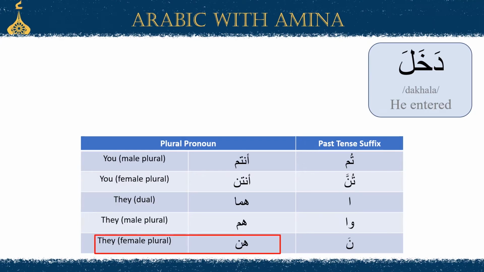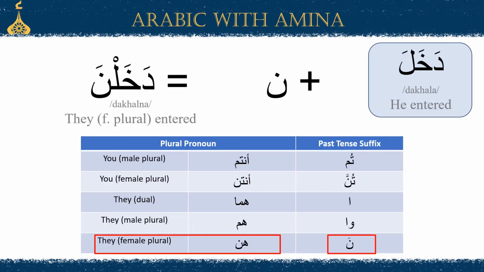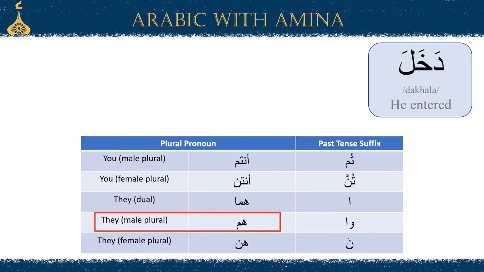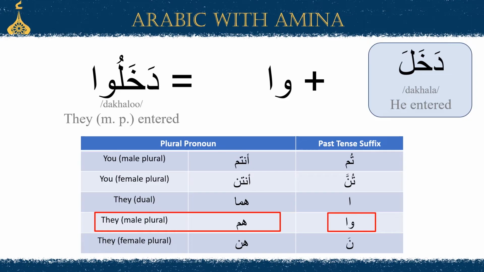If we say they, female plural form, hunna, we simply add a noon to the end. دخلن. Saying they, male plural form, for the pronoun hum, we will be adding waw alif to the end of the verb. This is known as the plural waw or waw al-jama'a. دخلوا. This time we did not change the fatha to a sukoon. Instead, we changed it to a dhamma. This is to match the vowel waw. دخلوا.